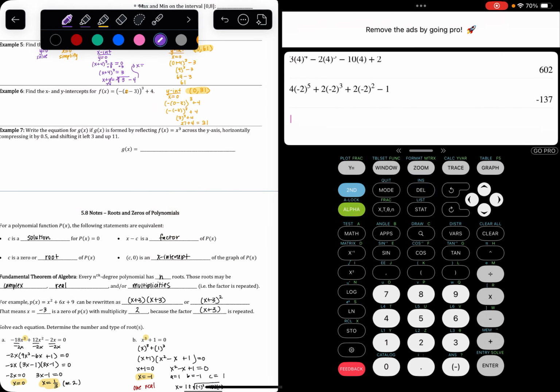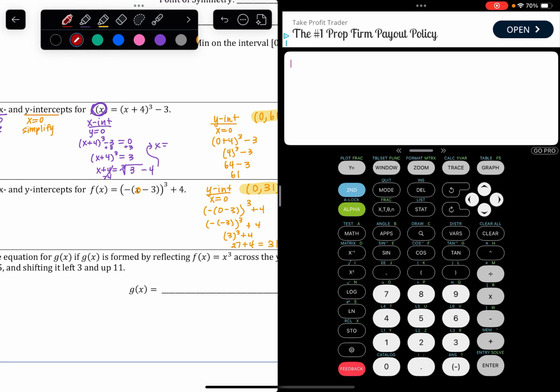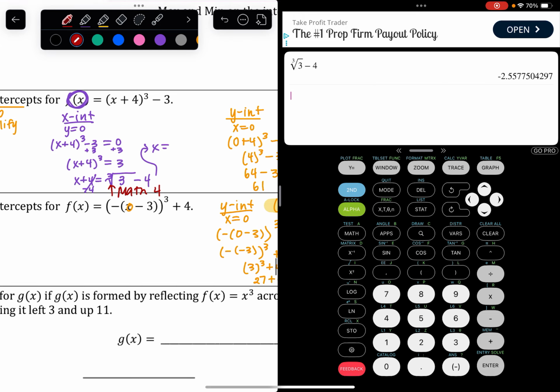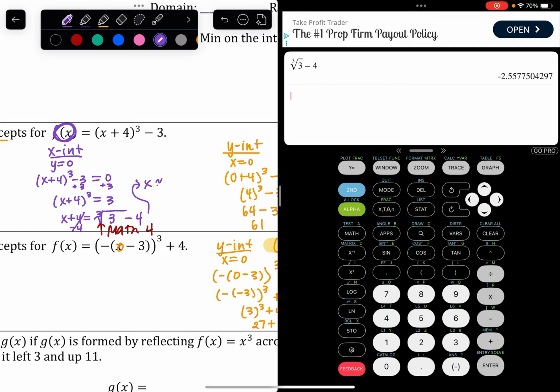If you do have a calculator, you would just use the cube root. And to get to a cube root, you use math 4. Math 4 gives you a cube root. So math, and then option 4, you'll see it, is your cube root of 3. Use your cursor to get out of the cube root, and then type your minus 4. And so it's about negative 2.56. And so negative 2.56, comma 0.